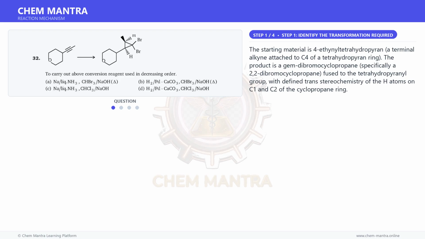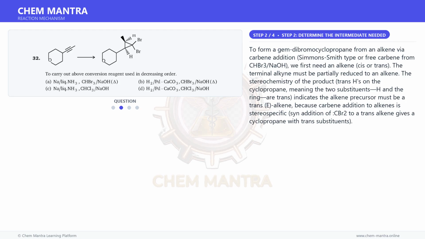The product is a gem-dibromocyclopropane, specifically a 2,2-dibromocyclopropane fused to the tetrahydropyranyl group with defined trans stereochemistry of the H atoms on C1 and C2 of the cyclopropane ring. Moving on to the next step.